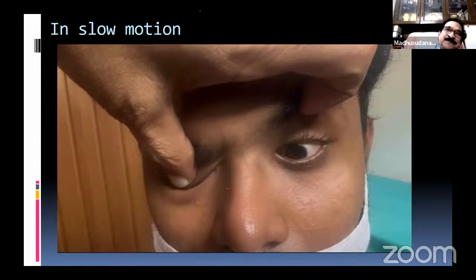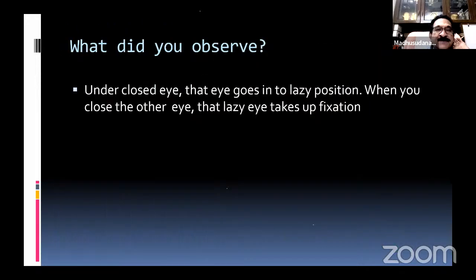Perfect. Alternating fixator. That means you can switch from one eye to the other. This often is a good mechanism to prevent amblyopia developing. If one eye is persistently lazy, and he is not made to work with that lazy eye, that eye will become blind. So the patient will try to fixate with either eye at different times, not consistently with one eye. So this is called the alternate fixator.